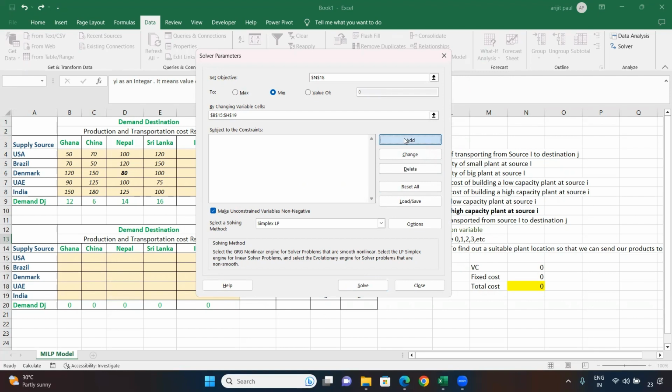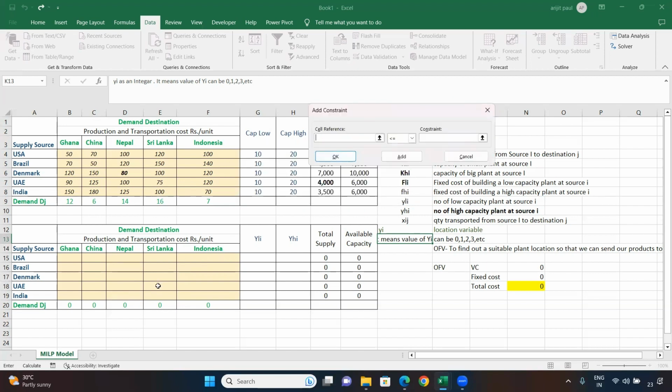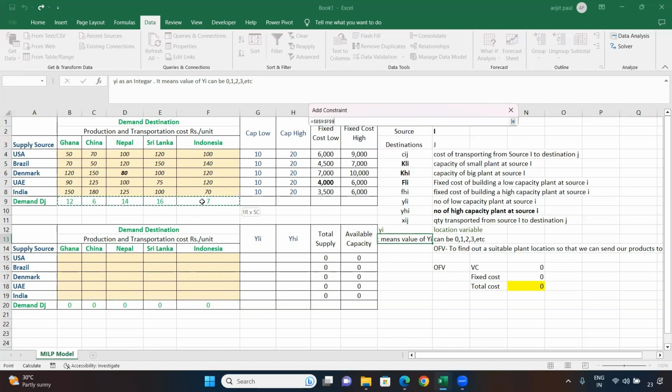So what is our first constraint? The first constraint is demand. So this one needs to be equal to this one. We need to satisfy our demand.